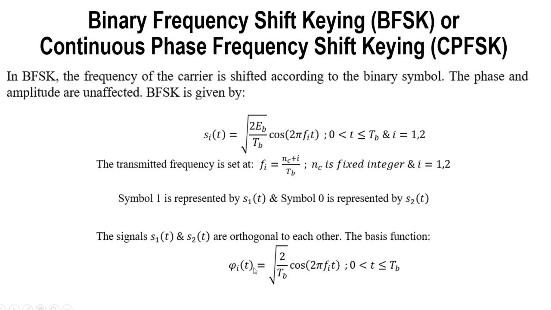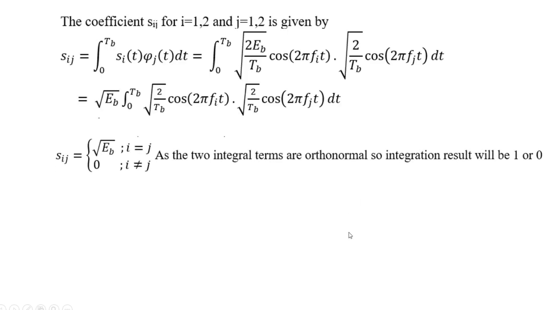From the previous definition we have defined phi of t equal to root 2 by Tb cos 2 pi f t. So for i it will be phi I of t, and for j it will be phi j of t. As we know, the two signals are orthogonal, so it will be either root Eb or 0, because when i equals j, this integration term will be 1, so the remaining part is root Eb. Similarly, when i is not equal to j, this integration is 0, so Sij will be 0.